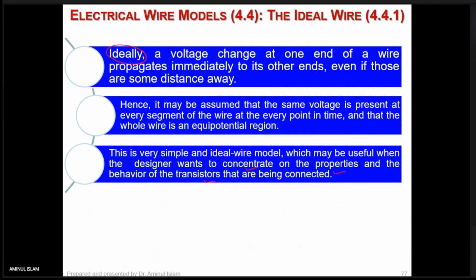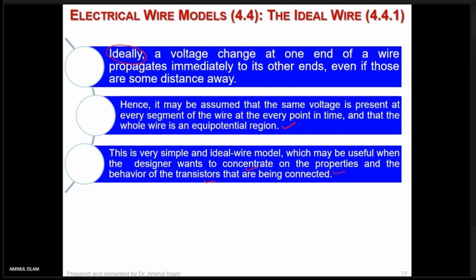Ideally, a voltage change at one end of a wire propagates immediately to its other end, even if those are some distance away. Ideally it is, but we have come to know that there is resistance, capacitance of the wire as well as inductance also. So the ideal case will not be considered anymore. Hence, it may be assumed that the same voltage is present at every segment of the wire at every point in time, and that the whole wire is an equipotential region.